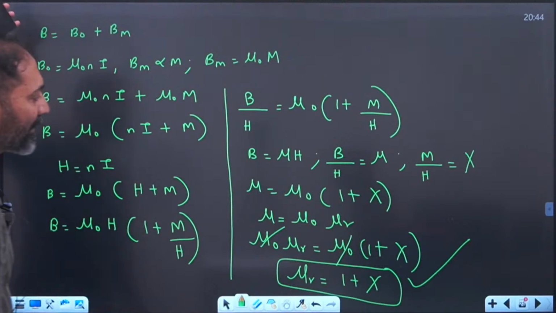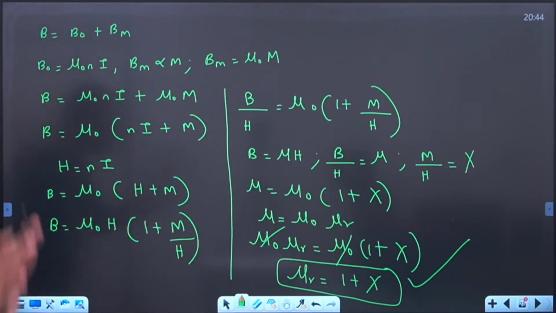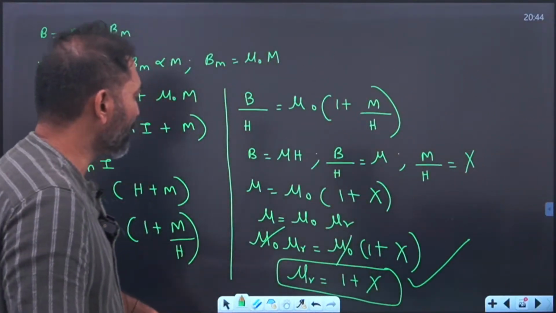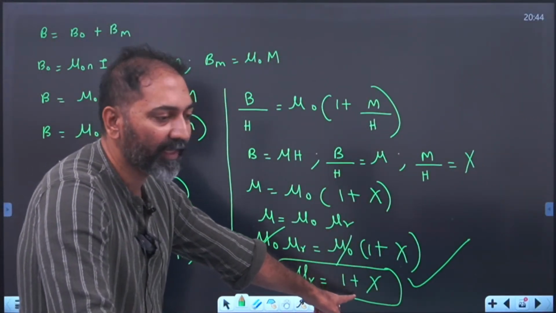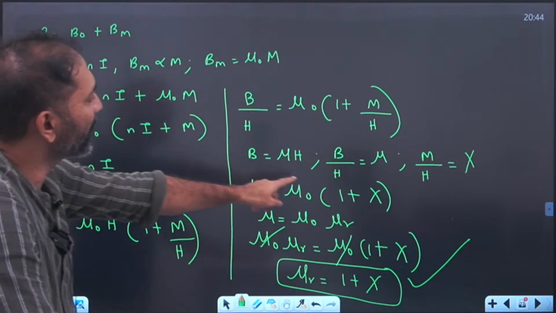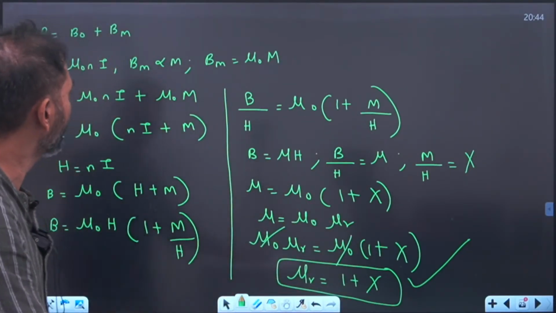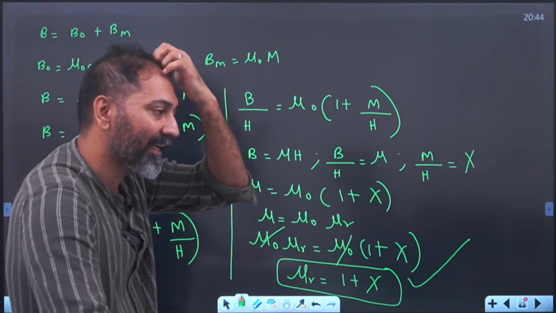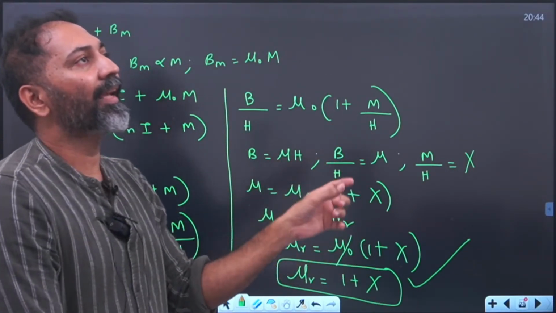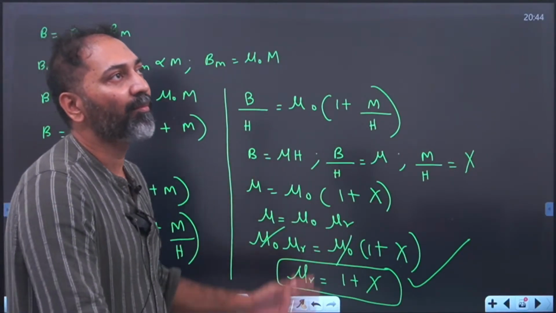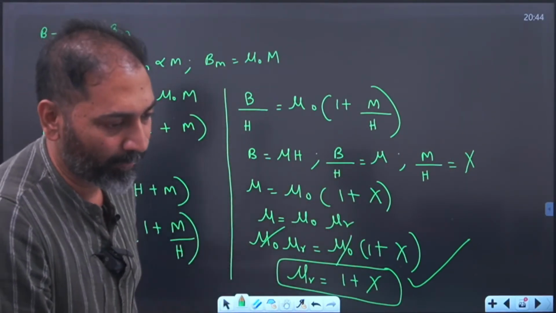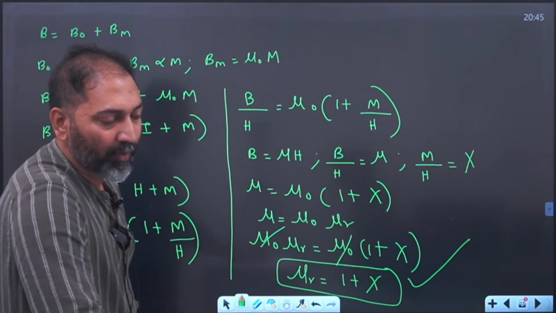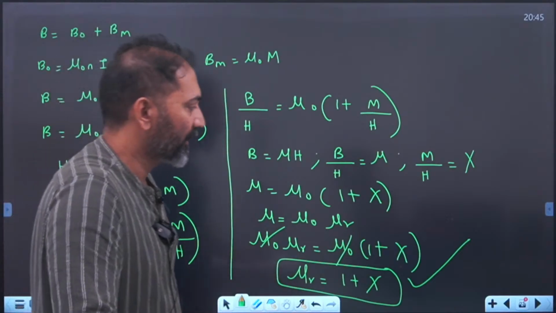Here I have derived this, but this derivation is not required. You can simply remember the final answer. You don't have to remember all these steps. If you are remembering, it's okay, fine. But don't expect a question like derive the relationship between mu r and chi. It won't be there. There will be problems based on this section. No theory question, only problems.